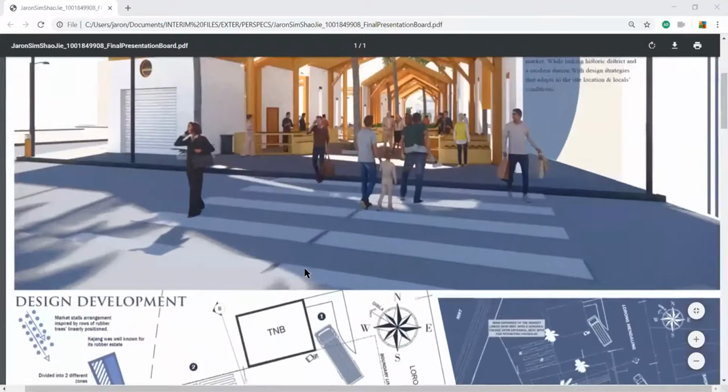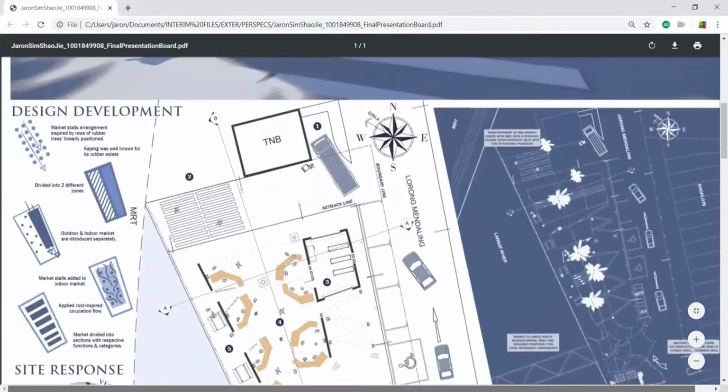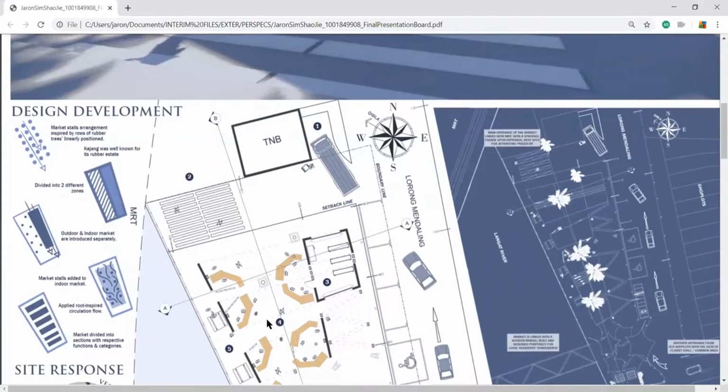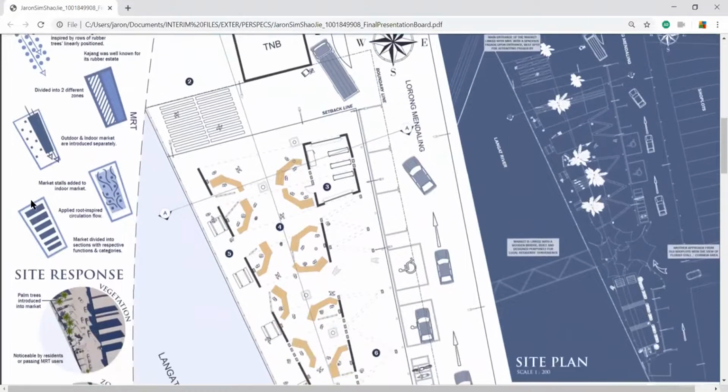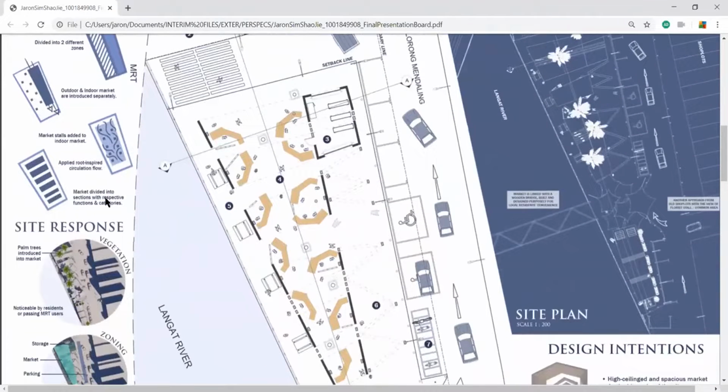Moving on to my design development, my market started with the market stores arrangement, which was inspired by rows of rubber trees linearly positioned, as Kajang was well known for its rubber estates in the past. So my market is divided into two different zones. Outdoor and indoor markets are introduced separately, and market stores are added into the indoor market. Then my market is divided into sections with respective functions and categories.